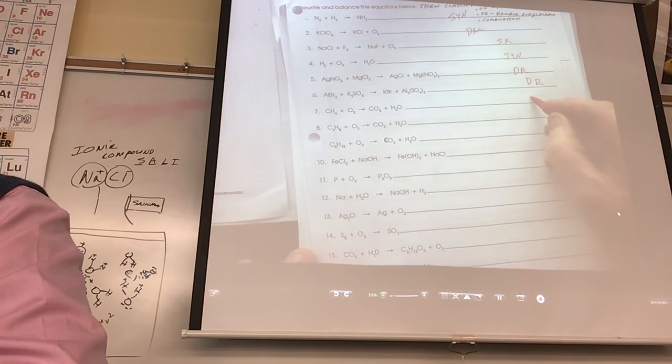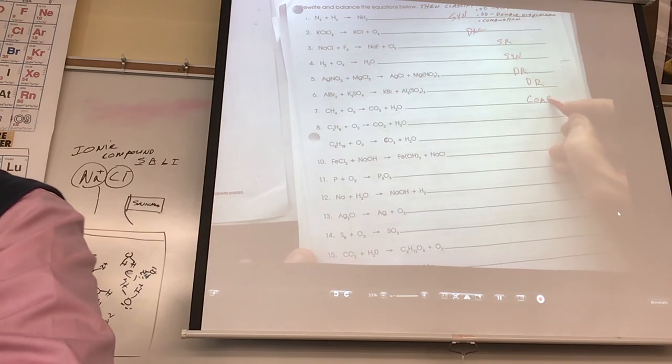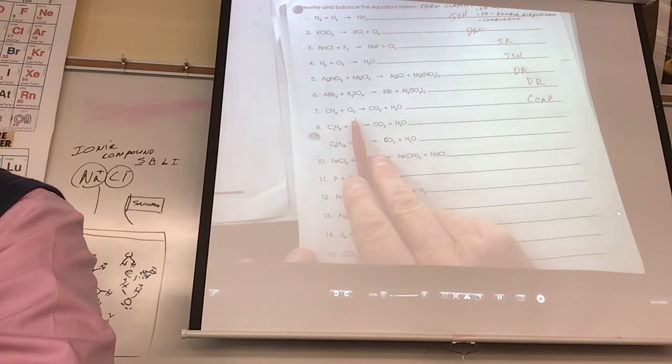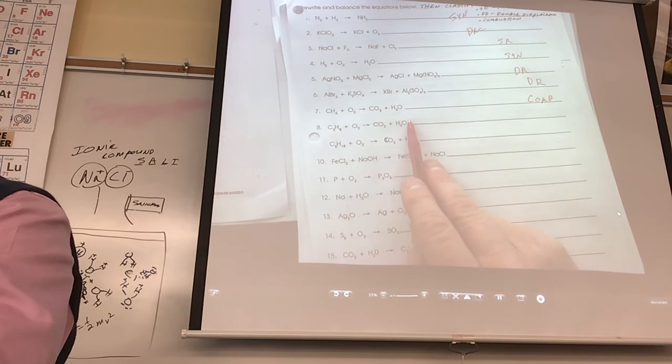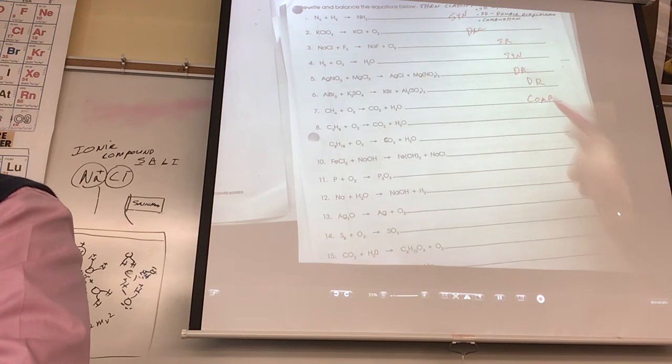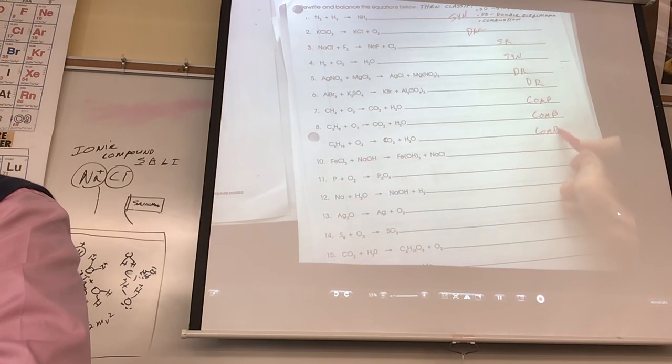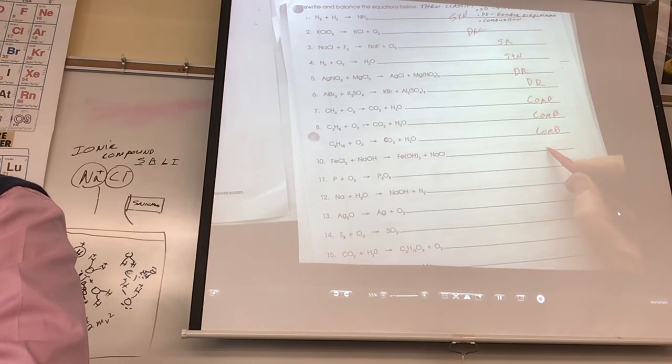Combustion. Oh, yes, that's a new one. Look, criteria number 1, carbon hydrogen reactant. Number 2, burning it. Number 3, did you produce carbon dioxide and water? Yes. All right, next one. Combustion. Yeah, 2 in a row. Next. Combustion. Yeah, 3 in a row. Next. Synthesis.